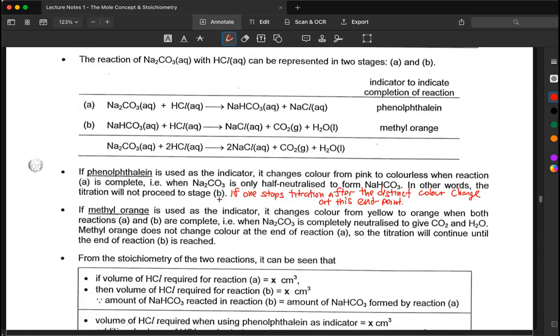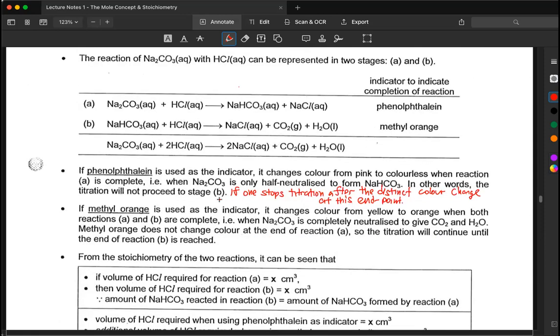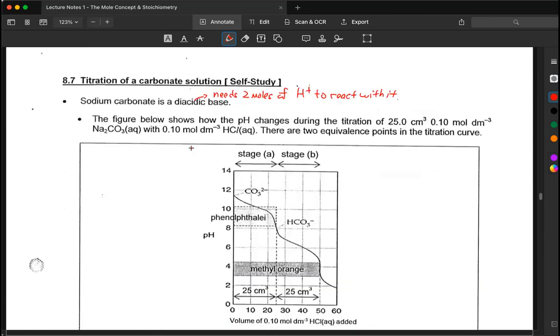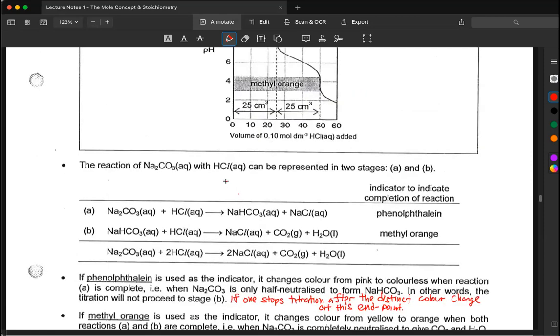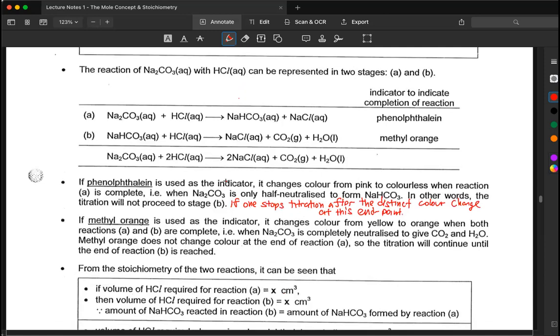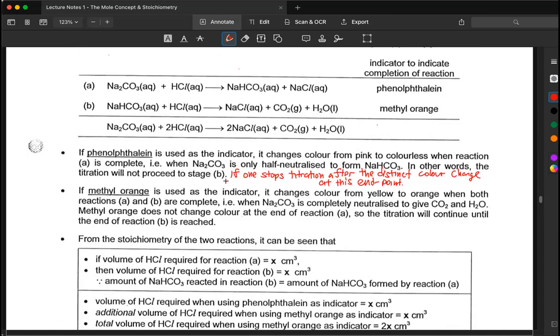So from the stoichiometry of the two reactions, it can be seen that if the volume of HCl for the reaction A was X cm cubed, the volume of HCl, given the same mole ratio, will also be the same, and the same concentration. Okay, that is an assumption based on the given values.